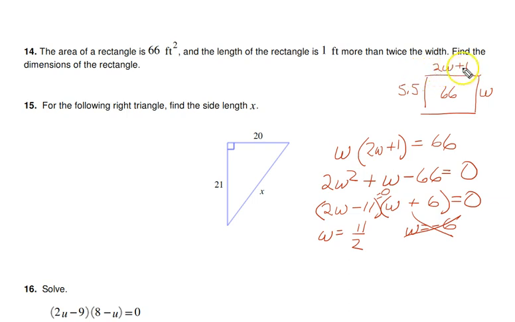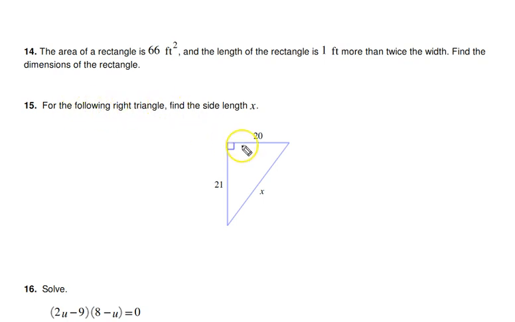Plus, this is 11 plus 1 is 12. And those are the answers. Okay, let's clear this up. And we're looking for another right triangle. Again, we're trying to find the hypotenuse here.